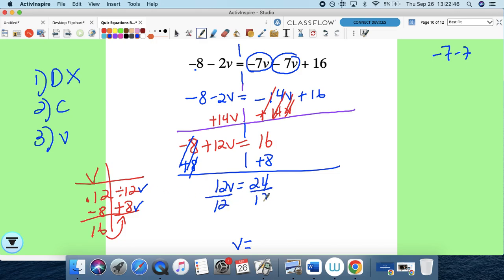Step 2, divide both sides by 12. Divide that by 12, divide that by 12. 12 divided by 12 is 1, and 1 times v is just v, which is what we wanted, and 24 divided by 12 is 2. There we go. Now, you got to do the check and make sure that is true.